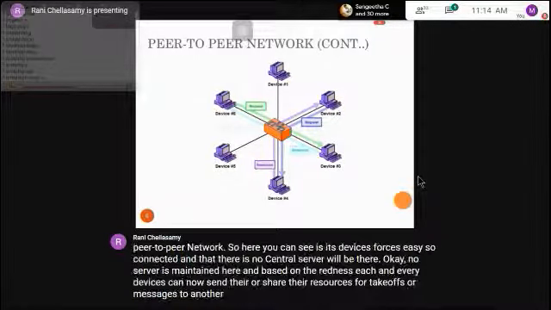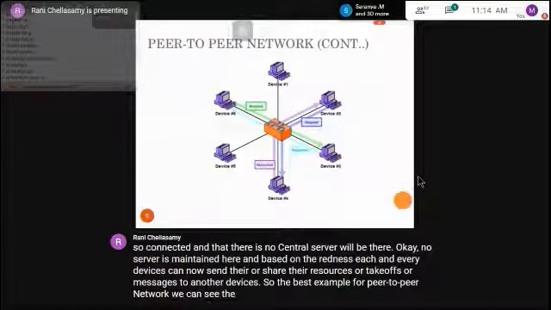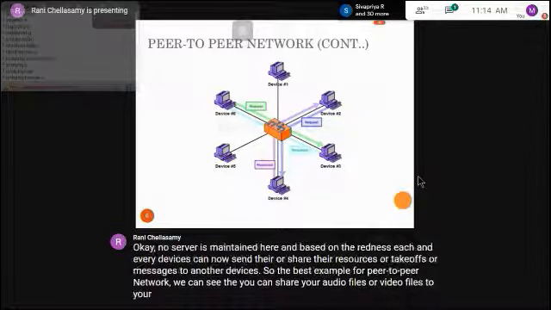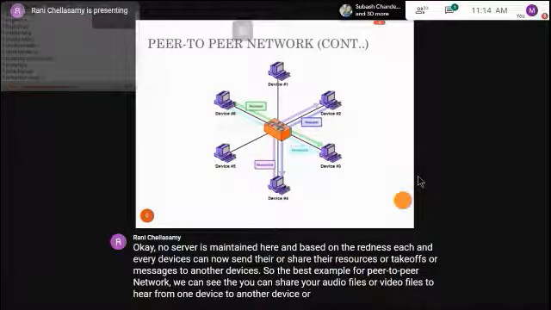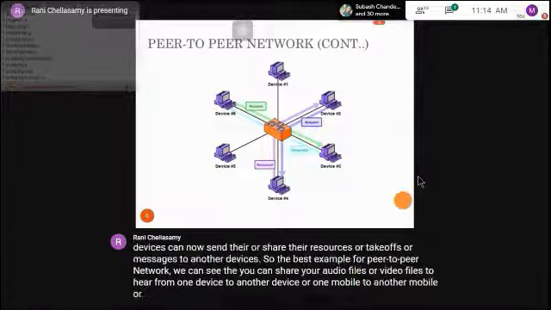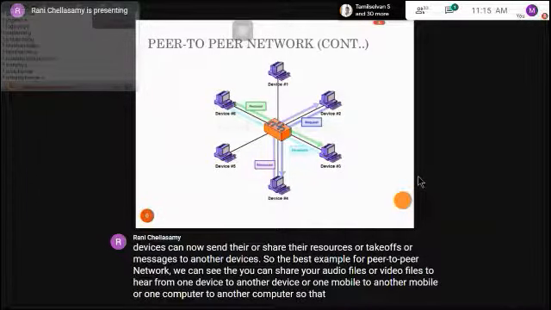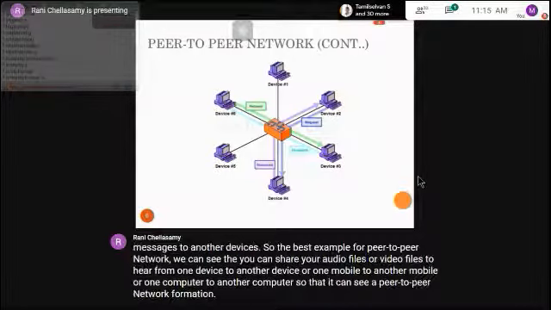The best example for a peer-to-peer network is that you can share your audio files or video files from one device to another device, or one mobile to another mobile, or one computer to another computer. There you can see a peer-to-peer network formation. That's the best example for a peer-to-peer network.